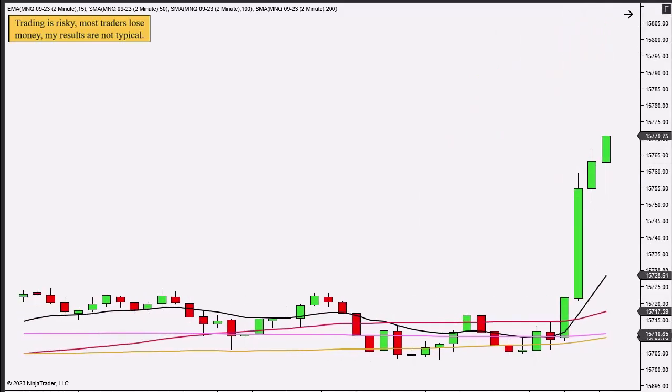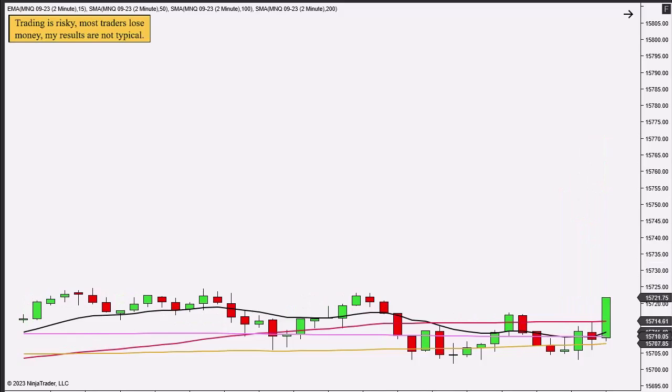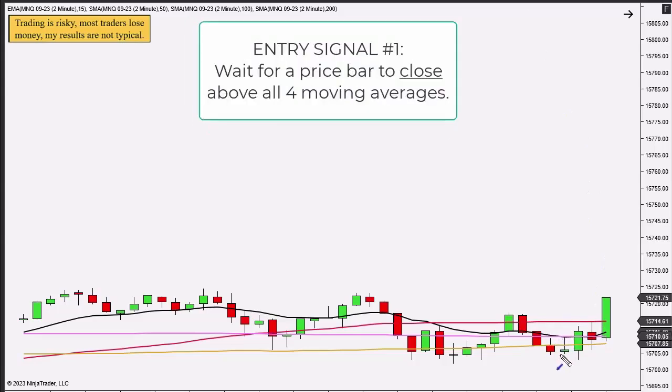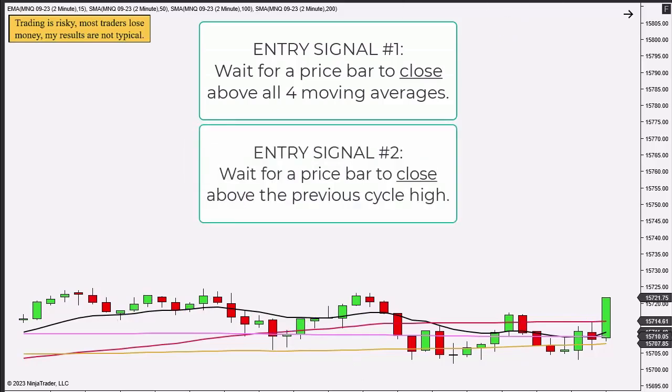The entry signal is 2 things. Number 1, we are going to wait for price to break above the upper moving average of the 4. All right, so we got it there. Now, you might look back here and say, but Barry, wait a minute, we had price above the upper moving average here and here and here, and that is right. That's where rule number 2 comes in. Rule number 2 is that not only does it have to break above the upper moving average of the 4, but it also must break above the previous highs.